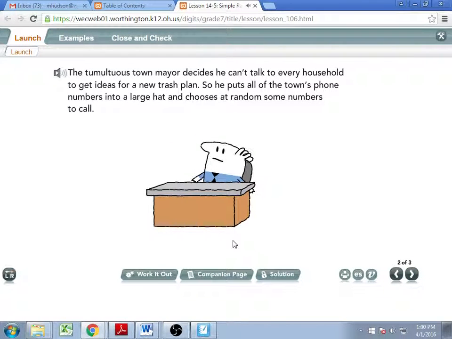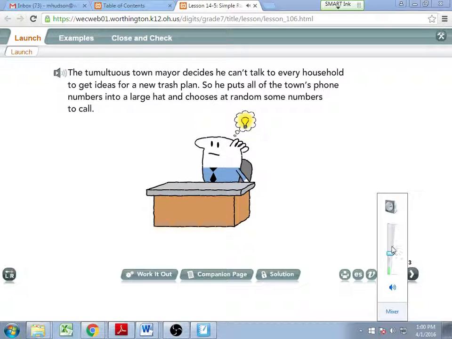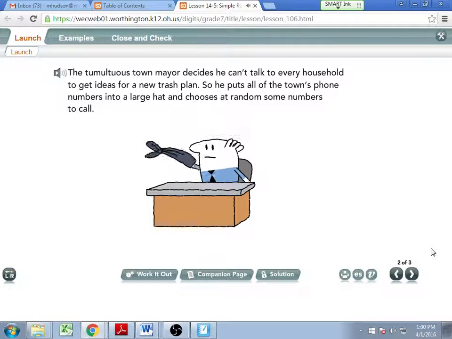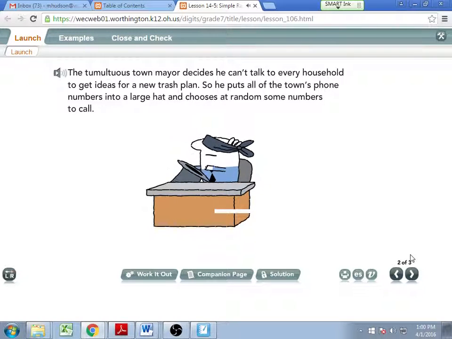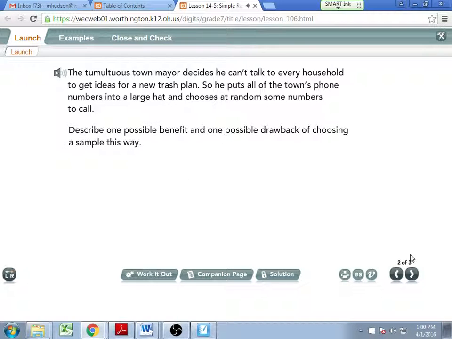I'm exhausted trying to visit every house in this town. I know. I'll draw a few phone numbers out of my hat and call those households to get their opinions. My first call will be to the office of the town mayor. Oh. Okay, that's just supposed to be a really bad joke.